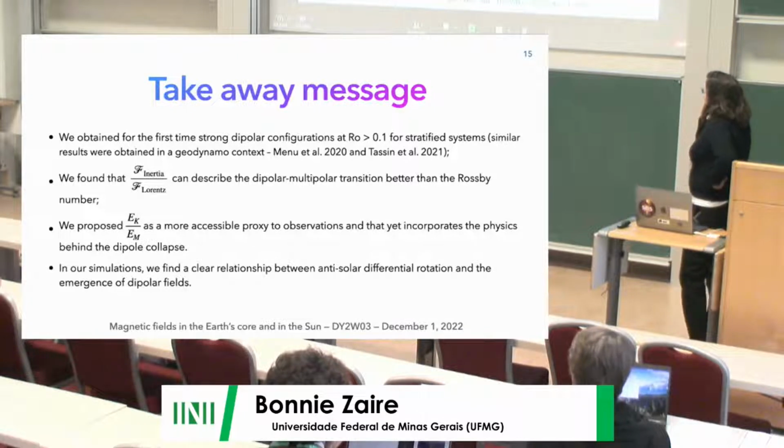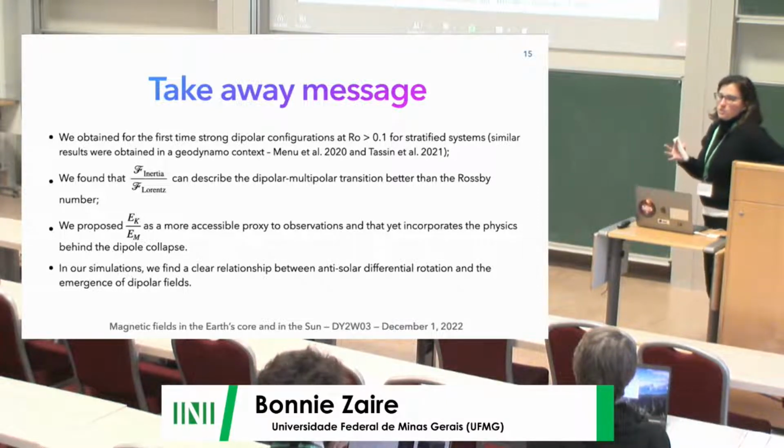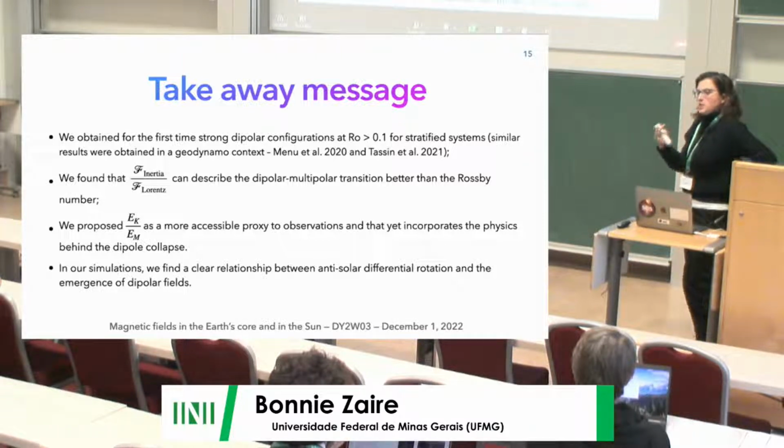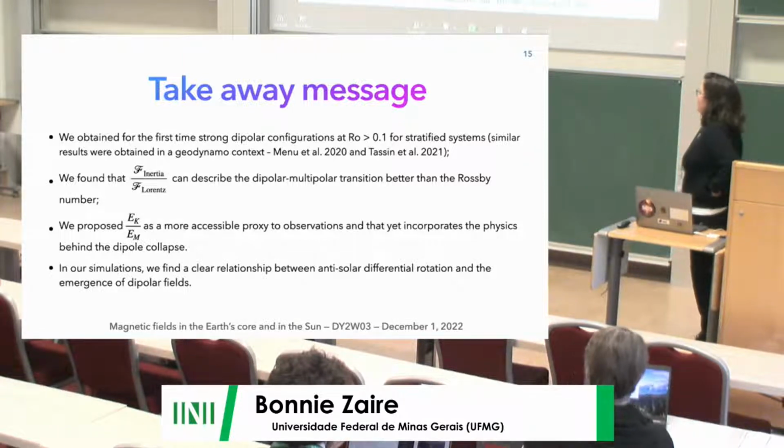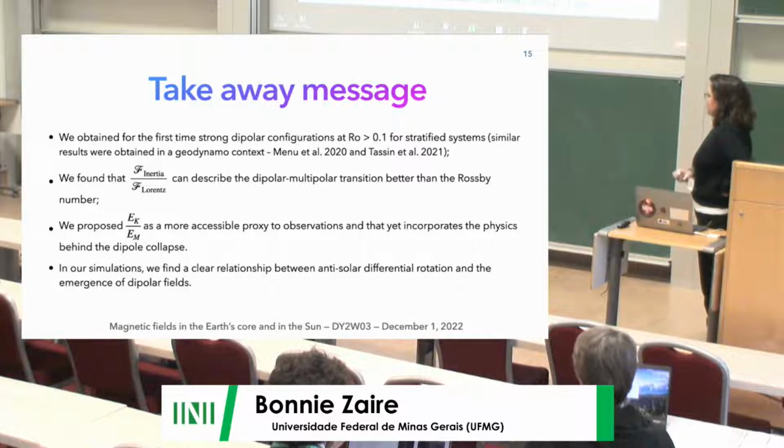So the main takeaway messages are that we obtained for the first time stronger dipolar field configurations at high Rossby number for stratified systems. This is in alignment with what was found by Tassin and Menou. We also found that this ratio between inertia and Lorentz force is destabilizing, in fact describing this multipolar transition. And we proposed this ratio of energies to be able to classify these stars in a way that we can still compare with observations and incorporate the physics behind this dipole collapse.